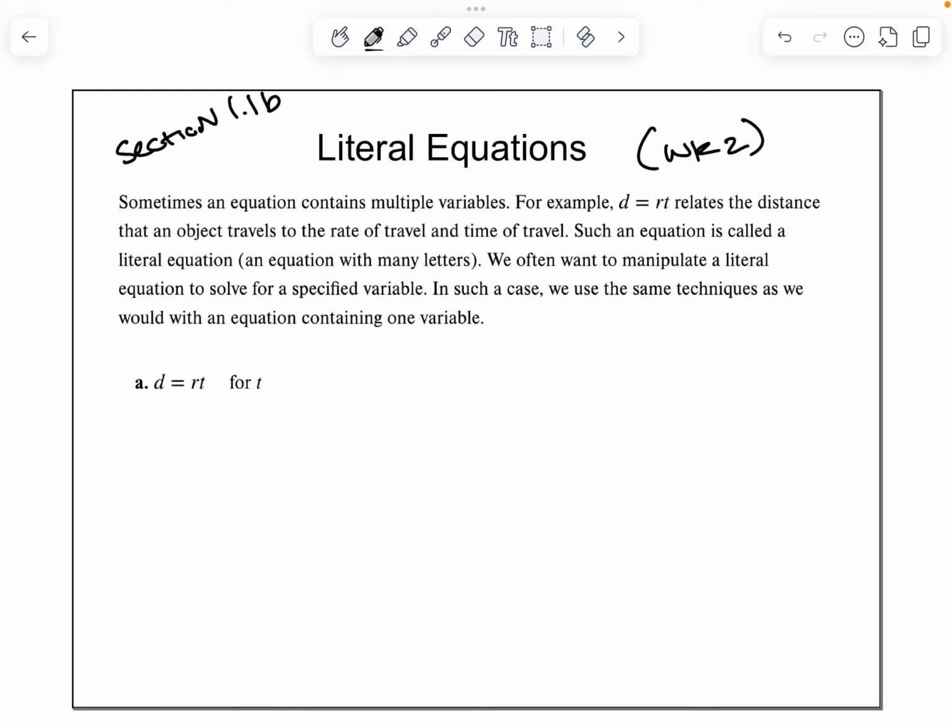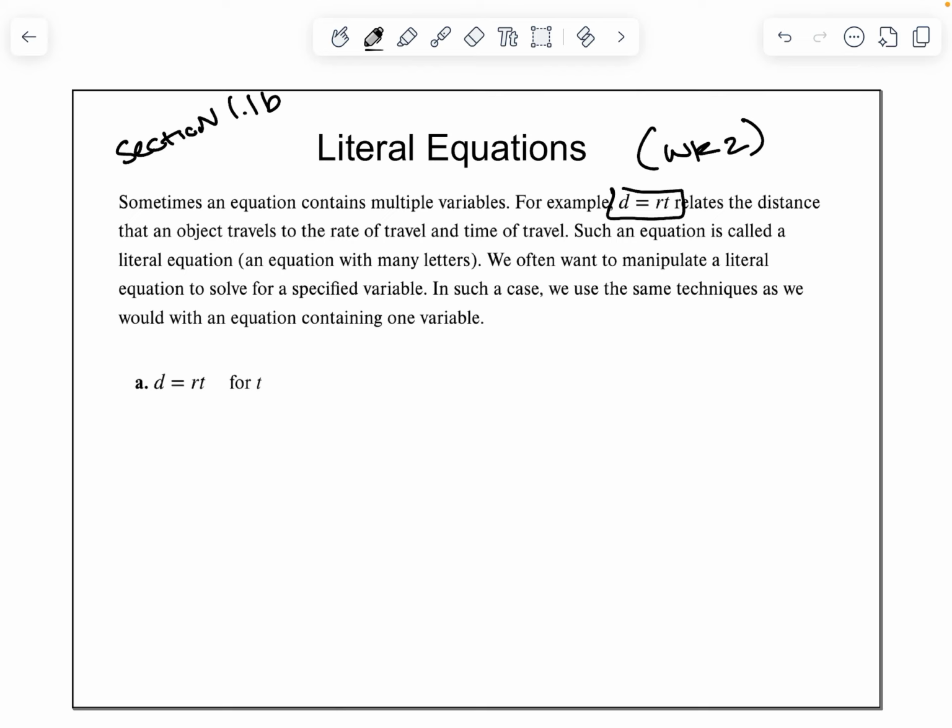We're finally to the end of section 1.1, talking about literal equations, and this hopefully will be a quick and easy video for you. So, literal equations. Sometimes you see equations with multiple variables, but literal equations specifically are ones that relate to real life, ones that relate to geometry or physics or other things that you may have seen in real life. An example is d equals rt. That's distance equals rate times time. That's a physics formula.